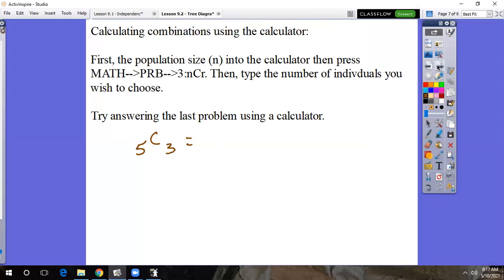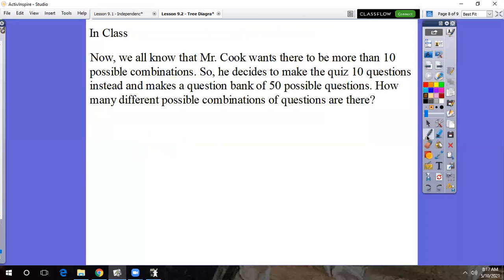I want you to practice a little bit with your own calculator. And let's say, all right, Mr. Cook is not that simple. He's not that easy. He's not just going to make 10 different possible combinations. So what I want you to figure out is, if I make a bank of 50 possible questions and I want to select 10 of those questions, how many different possible combinations are there? So bring your answer to class. We'll do it in class and we will see what this looks like. This is actually a lot closer to the way that I make your quizzes and tests. So you'll see how many different possible combinations there are.